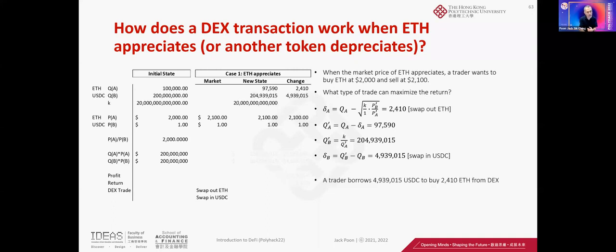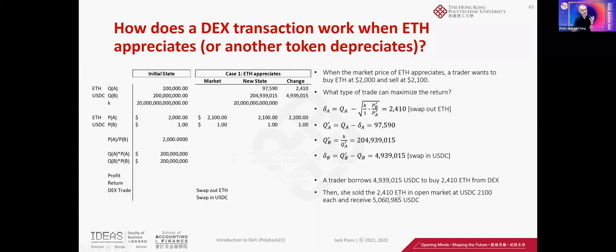The way you implement this trade is the following. You will go and borrow 4.9 million USDC to buy 2,410 Ethereum from the decentralized exchange, because the decentralized exchange has a lower exchange rate at the time that you want to execute this trade. So you know for sure that you can trade with 4.9 million to get 2,410 Ethereum.